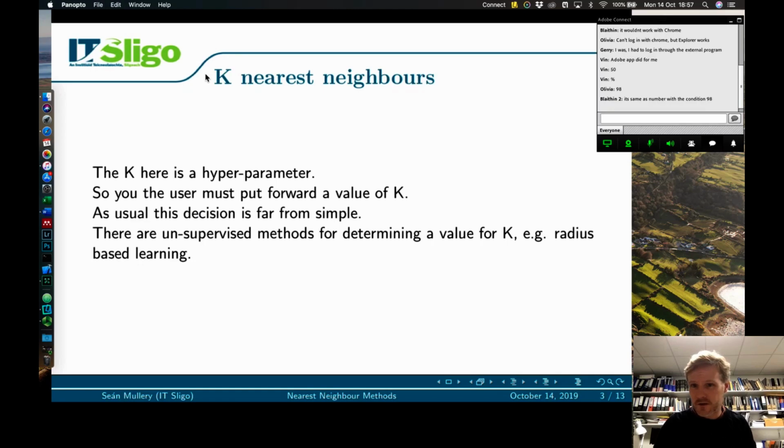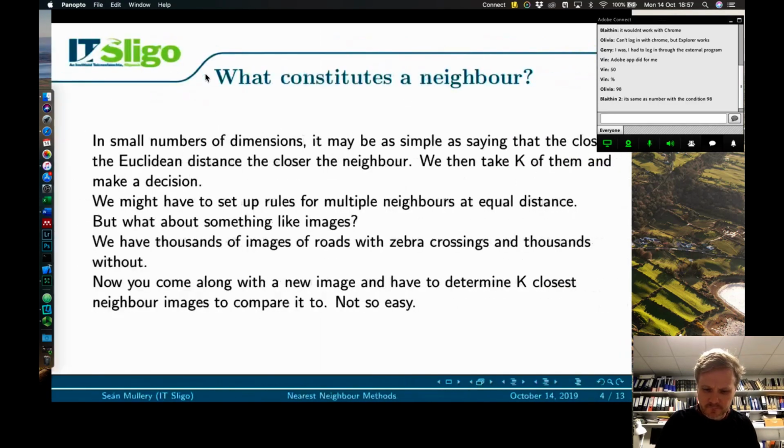Deciding just what value k should be really depends on your application, and there's no obvious way of doing it. There are unsupervised methods for determining the value of k, such as radius-based learning, where it basically takes circles of data around our points and sees how many it should include in that, and that can work quite well, particularly where our data is structured and so on. But in many cases, you just have to decide a value for k yourself.